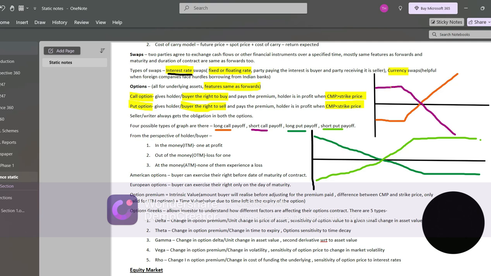This will be his profit, and his maximum loss when the current market price is higher will be this premium. That will be his maximum loss. Okay, so now this is the long put payoff.